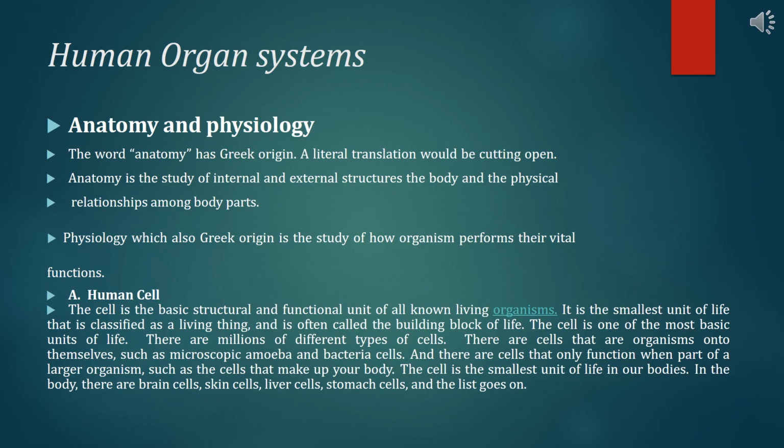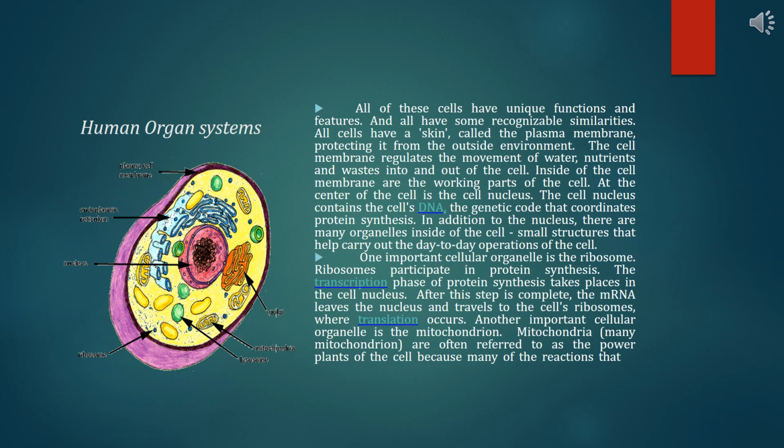There are cells that are organisms unto themselves, such as microscopic amoeba and bacteria cells. And there are cells that only function when part of a larger organism, such as the cells that make up your body. The cell is the smallest unit of life in our bodies. In the body, there are brain cells, skin cells, liver cells, stomach cells, and the list goes on. All of these cells have unique functions and features, and all have some recognizable similarities.